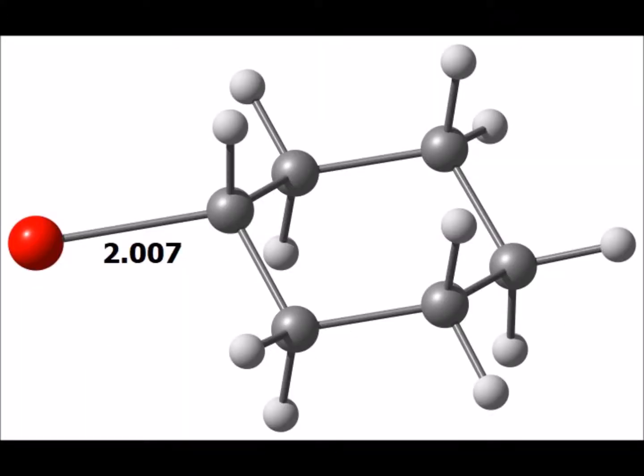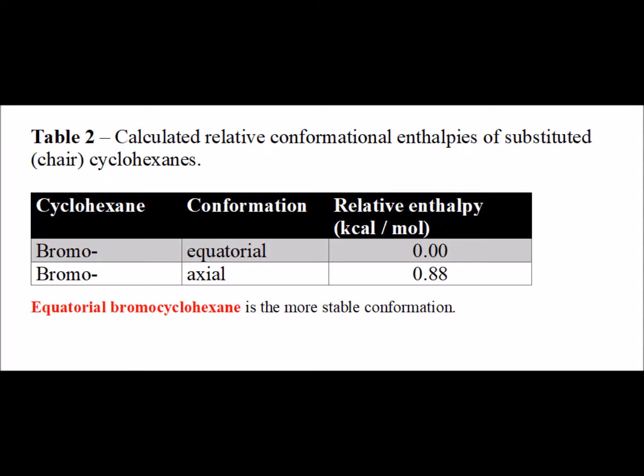Here is bromocyclohexane in the equatorial conformation with a bromine carbon bond length of 2.007 angstroms. In the bromocyclohexane, just like the methylcyclohexane, we find that the equatorial conformation is lower in energy than the axial conformation. But in the bromocyclohexane case, the difference is only 0.88 kcals per mole.